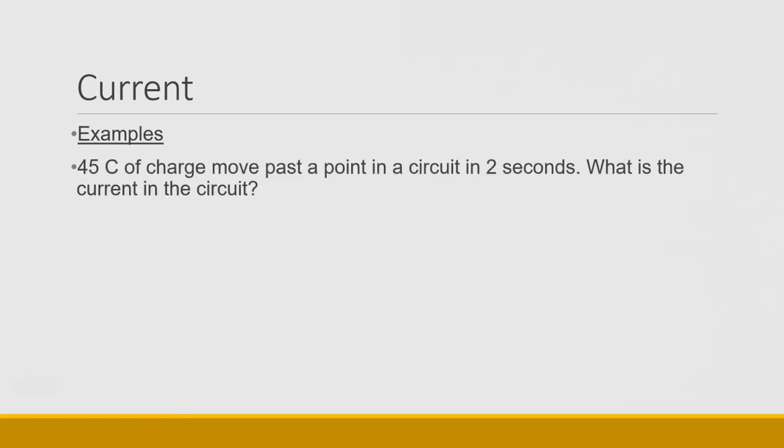Let's take a look at some examples. 45 coulombs of charge move past a point in a circuit in 2 seconds. What is the current in the circuit? We learned that I equals Q over T. The charge is 45 coulombs and the time is 2 seconds. So it is 45 divided by 2, which is 22.5 amperes.